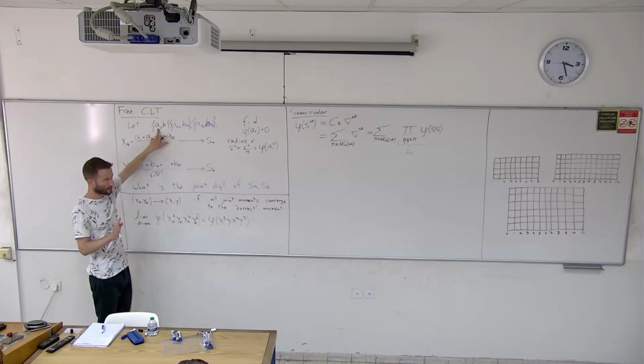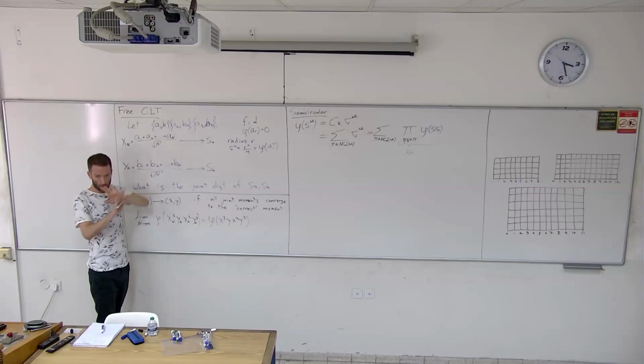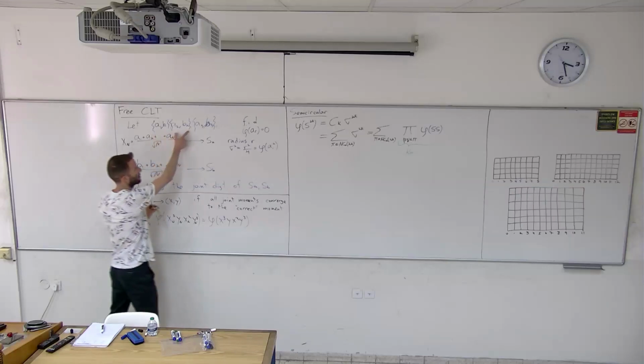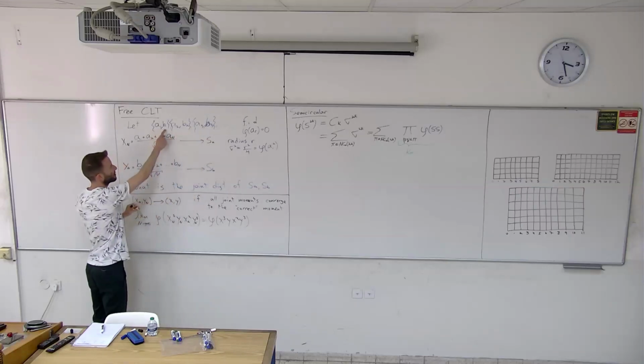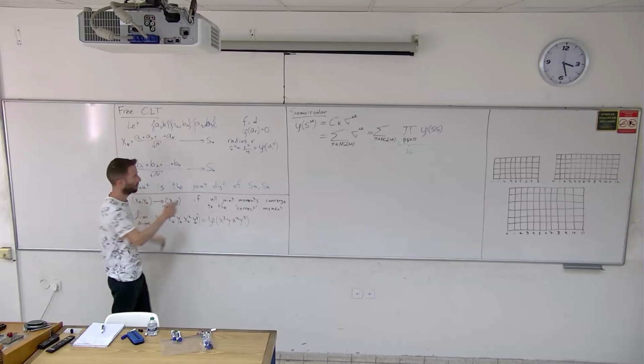This is an interesting topic as well, and we'll talk about it at the end, but what happens if the A's and the B's are free? But I do not assume that. The pairs are free from each other, but A1 and B1 are not necessarily free.